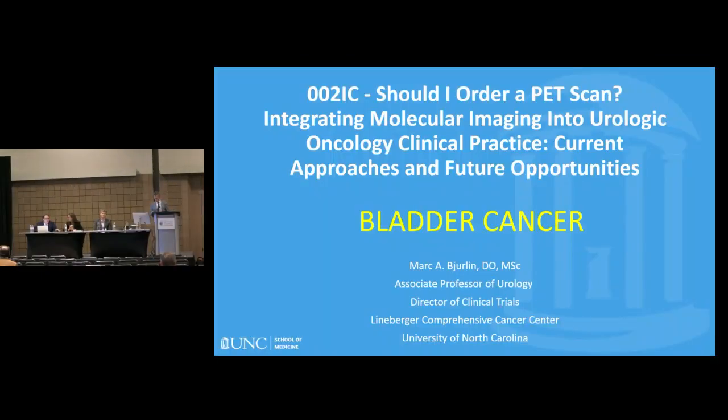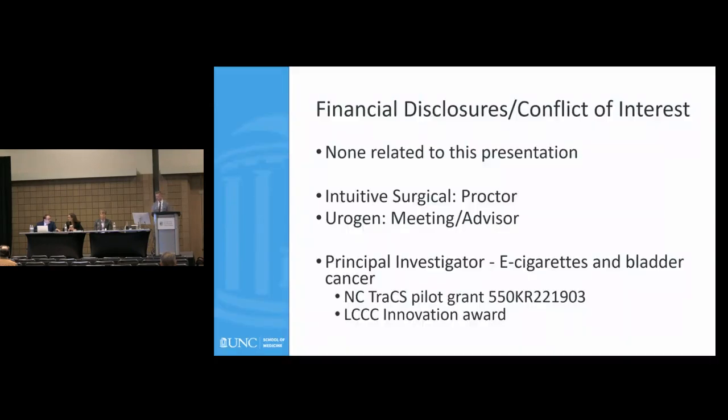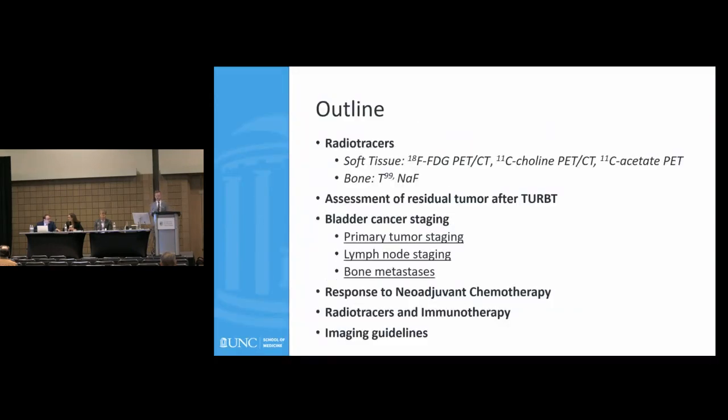So we'll switch gears a little bit and get started on bladder cancer, financial disclosures and conflicts of interest here. And then in terms of what we're going to talk about in this brief presentation, we'll talk a little bit about the radiotracers used in bladder cancer, some assessment of the primary tumor, as well as lymph node and bone metastases. We'll take a little bit of time to discuss the responses to neoadjuvant chemotherapy and immunotherapy and how we can assess those. And lastly, we'll wrap up looking at the imaging guidelines.